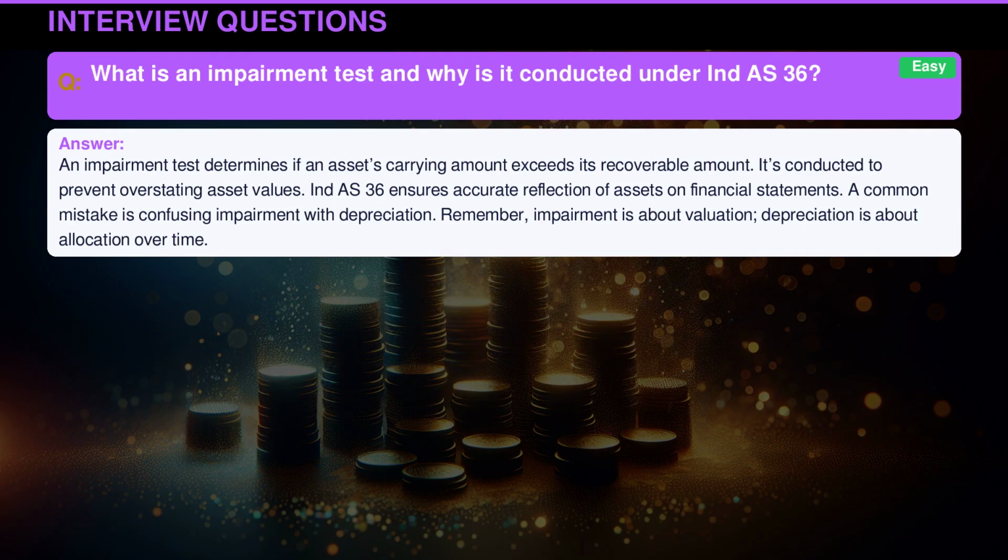An impairment test determines if an asset's carrying amount exceeds its recoverable amount. It's conducted to prevent overstating asset values. Indian Accounting Standard 36 ensures accurate reflection of assets on financial statements. A common mistake is confusing impairment with depreciation. Remember, impairment is about valuation. Depreciation is about allocation over time.